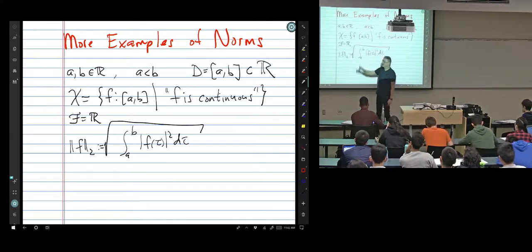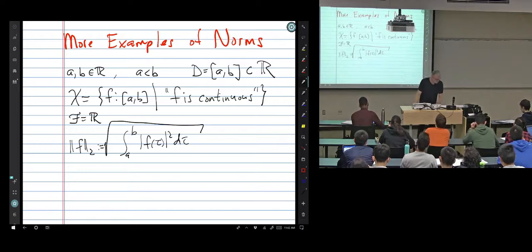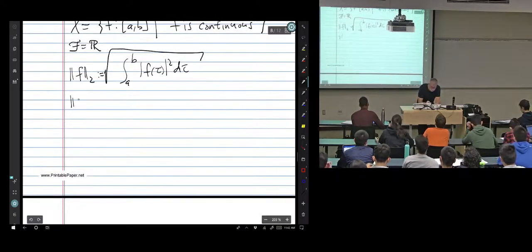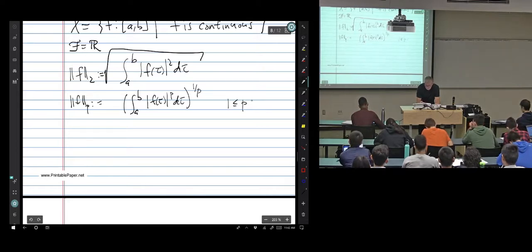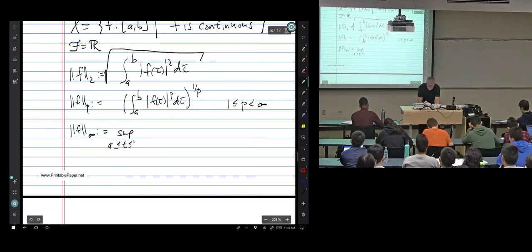I square this, I get rid of the square root, so I can do least squares problems in functions. The p norm, for the record, is the pth root of the integral from a to b of f of tau to the power p d tau, for 1 less than p less than infinity. And then the infinity norm is equal to this: it's the sup over t between a and b of the absolute value of f of t.